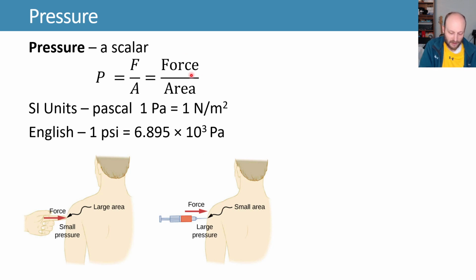If you think about pressure, when you have an equivalent force over a larger area, the pressure is small compared to that same force over a very small area, like a tiny, tiny syringe, that ends up with a large pressure. And that large pressure can, in this case, pierce the skin.